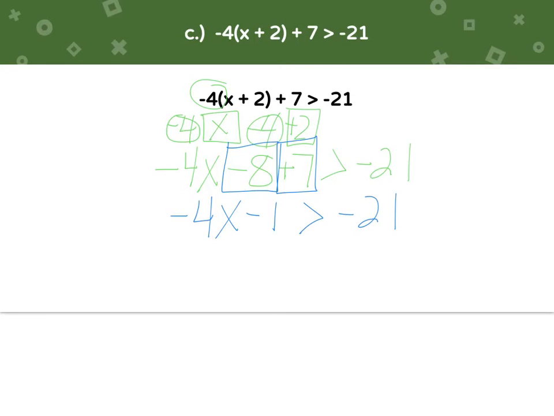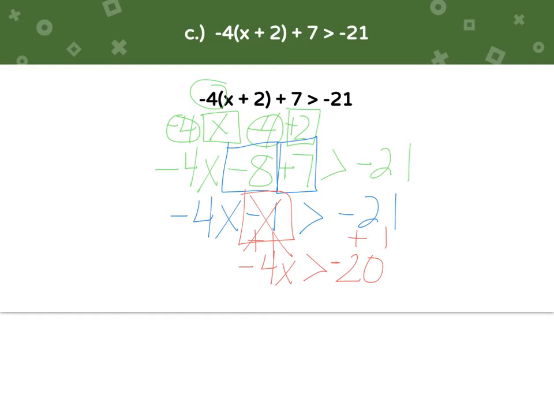Now it's time to undo the minus 1 by adding 1 to both sides. That cancels out the minus 1 and leaves negative 4x is greater than. Then you have a negative 21 and a positive 1. They're different signs, so you subtract. 21 minus 1 is 20, and you keep the sign of the larger number, which was negative.